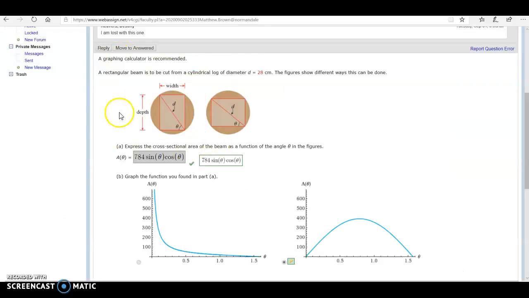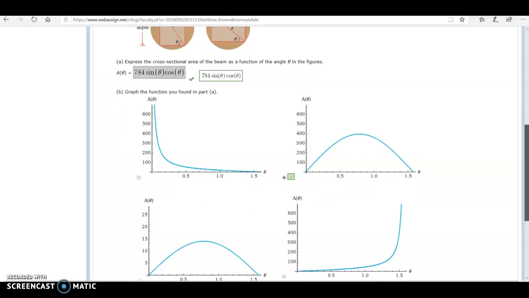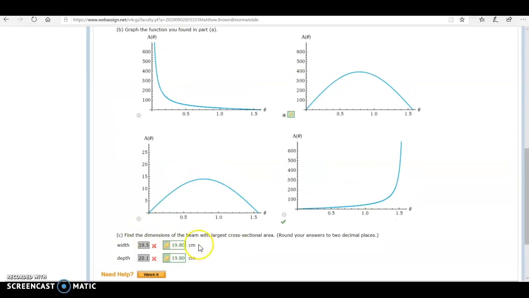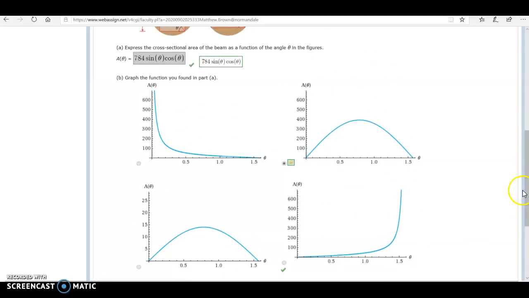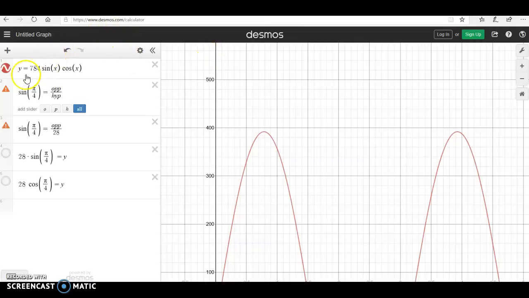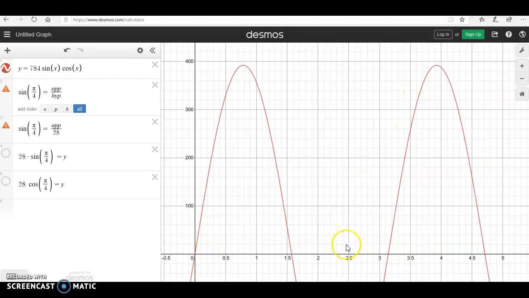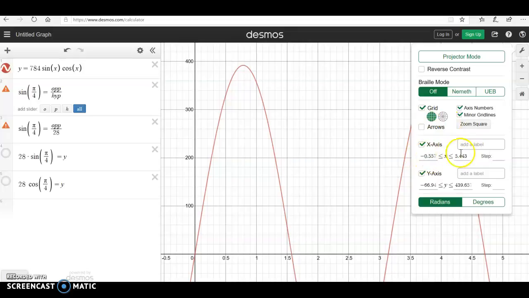All right, so you're having a problem here with finding the dimensions that give you the maximum cross-sectional area. So we're actually going to take the equation that's given here that you found, plug it into desmos.com. So I went ahead and did that. I just used x and y, and then you just want to restrict the domain to be between 0 and 2, essentially. All that can be done up here with this. I just changed my x values to be this and my y values up to 500.